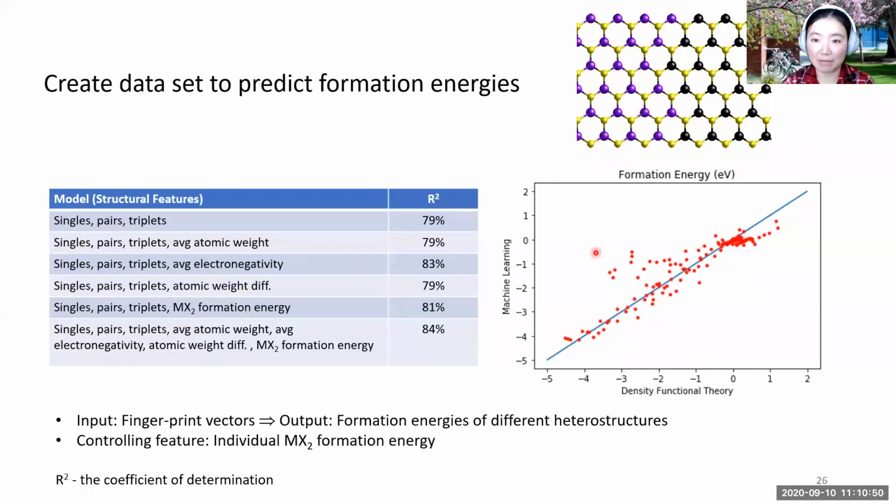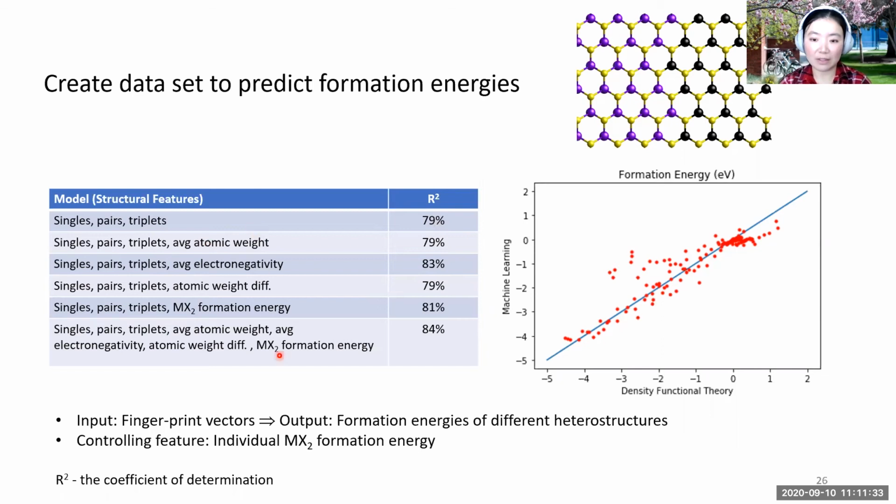That means if we want to focus on this heterostructure and separate it, what is the formation energy for the left side composition, and what is the formation energy for the right side composition? Then what happens if we include all those structure features? This figure shows the formation energy predicted from machine learning and the formation energy calculated from density functional theory. We also determine this R2 term, the coefficient of determination, and we see it changes gradually based on the structure features.